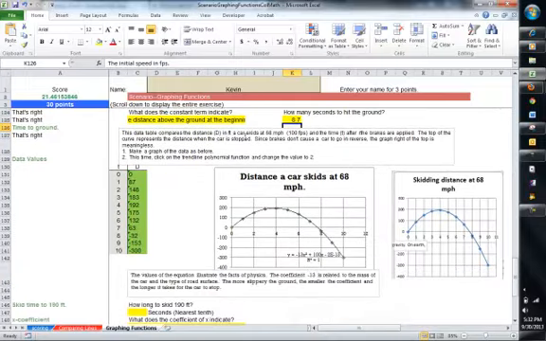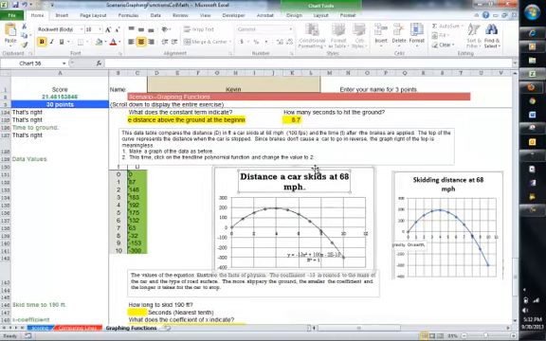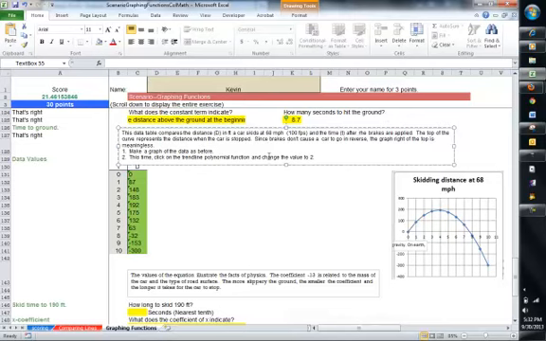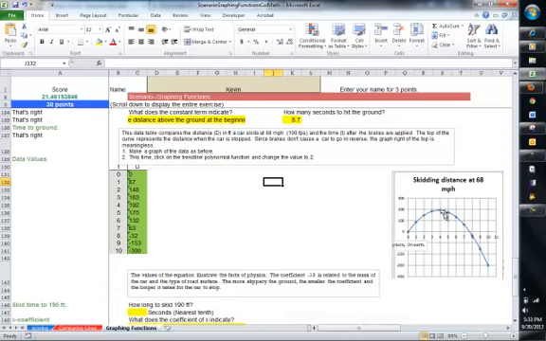The data table here represents the distance in feet that a car skids at 68 miles per hour, which is 100 feet per second, and the time after the brakes are applied. The top of the curve represents the distance when the car is stopped. Since brakes don't cause a car to go in reverse, the graph right of the top is meaningless. So after you get to the top here, the rest of it doesn't make any sense at all.